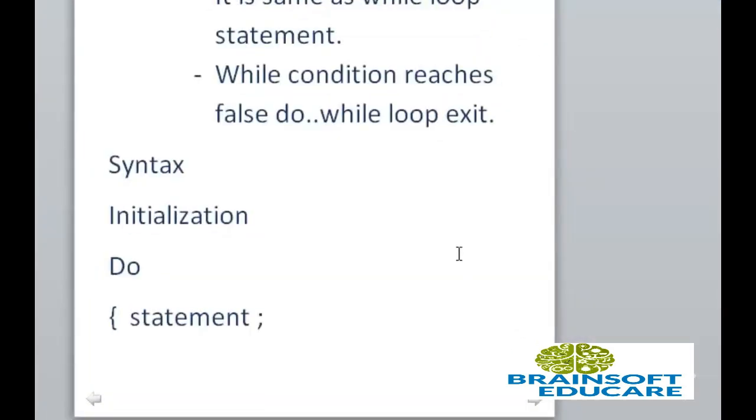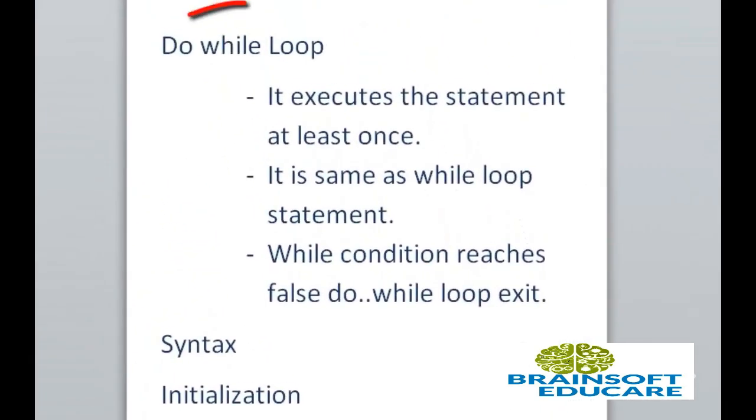Now let's take a look at the third loop, the do while loop. It executes the statement at least once. This is the same as the while loop statement. When the condition reaches false, the do while loop exits.